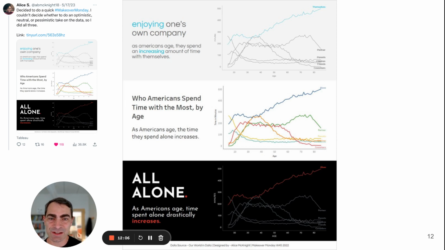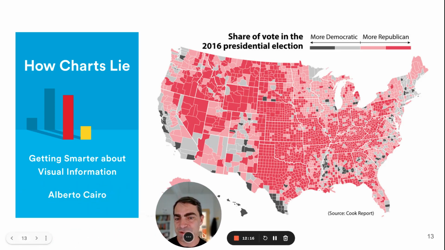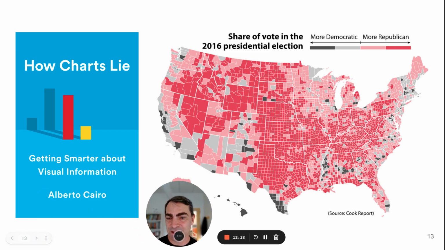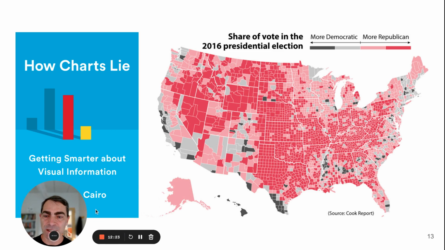So, really interesting. The second example comes from Alberto Cairo's book called How Charts Lie. It's a really interesting set of maps depicting information about the 2016 presidential elections. And here you see a map that is probably very similar to many other maps you have seen before about elections. So what do you have here?